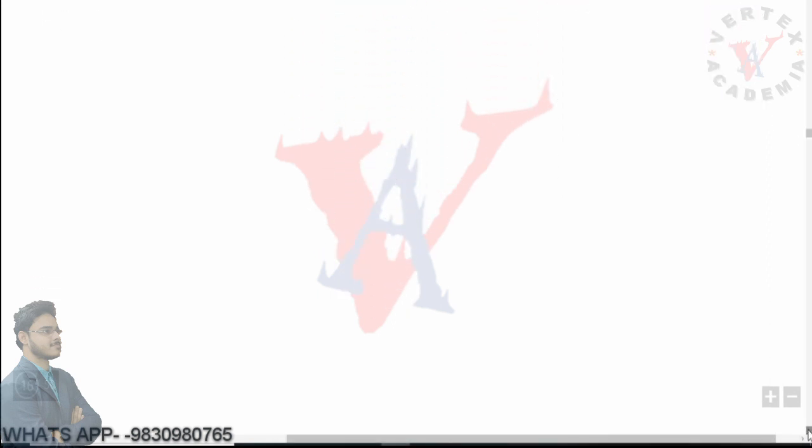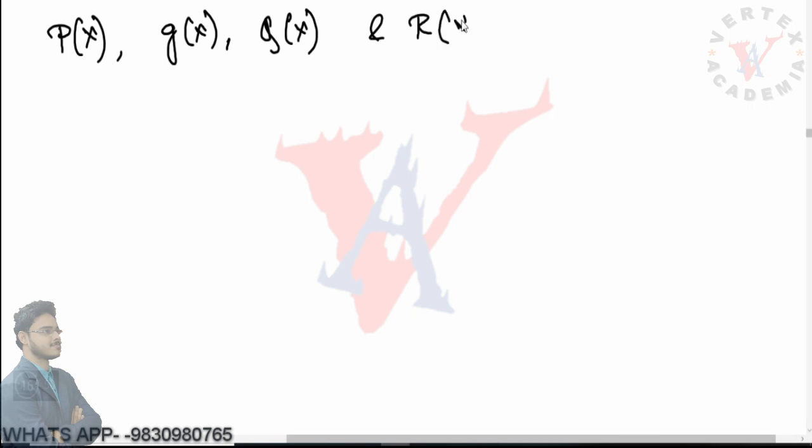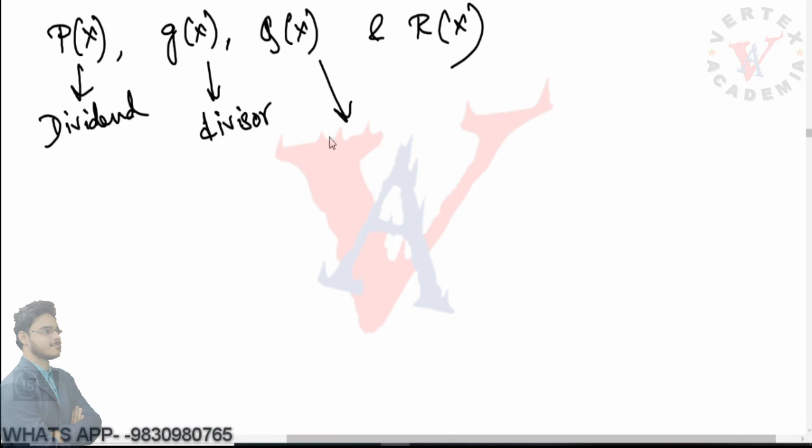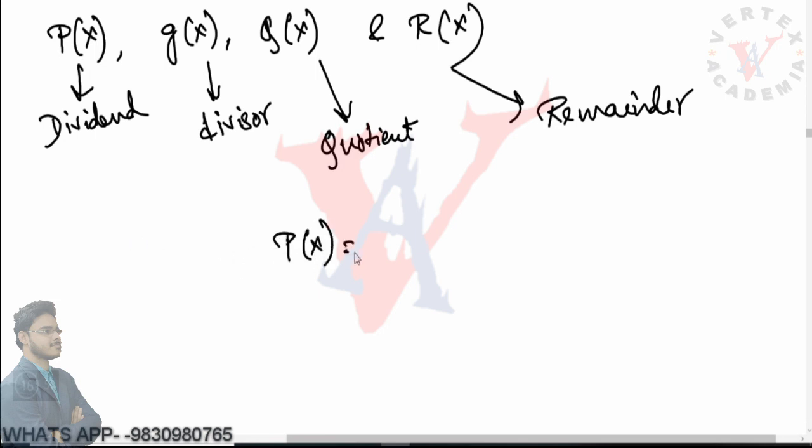Now to write it in a formal way, let us take 4 algebraic polynomials, p of x, g of x, q of x, and finally r of x, where p of x is the dividend, g of x is the divisor, q of x is the quotient, and r of x is the remainder. So we can write dividend equals divisor into quotient plus remainder, that is, p of x equals g of x into q of x plus r of x.